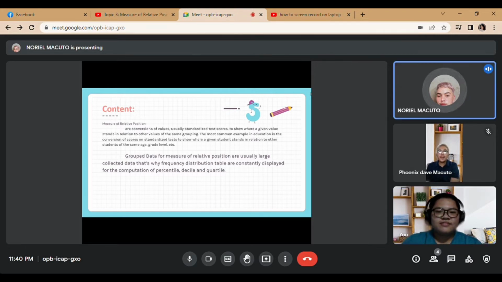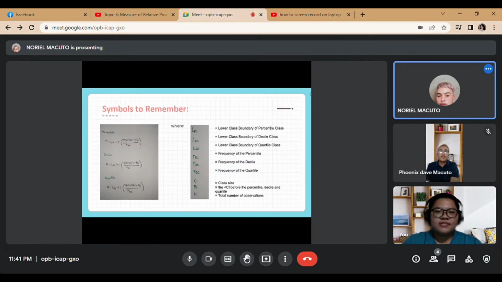Group data for measure of relative position are usually large collected data. That's why frequency distribution tables are constantly displayed from the computation of percentile, decile, and quartile. Now here's the symbol to remember. On the other side, as you can see on the picture, we have the formula of percentile, decile, and quartile.